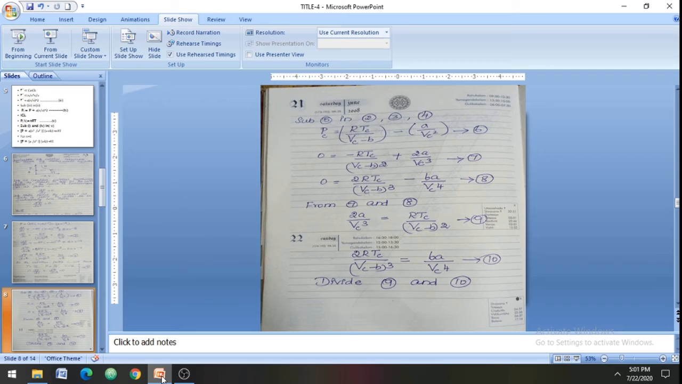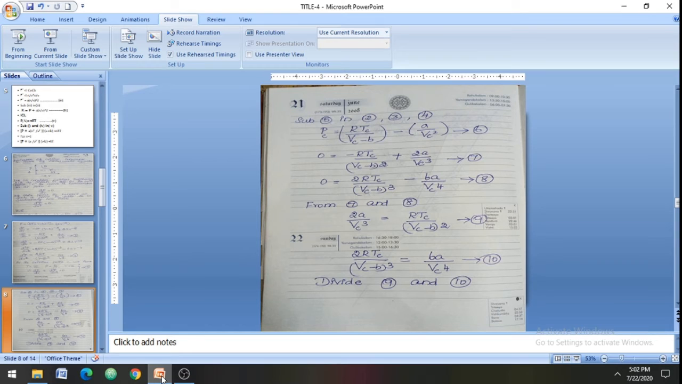Substitute the fifth expression in the second, third and fourth expressions. So Pc is equal to RTc by (Vc minus b) minus a by Vc squared. From this expression, 0 is equal to minus RTc by (Vc minus b) whole squared plus 2a by Vc cubed. This is the seventh expression.